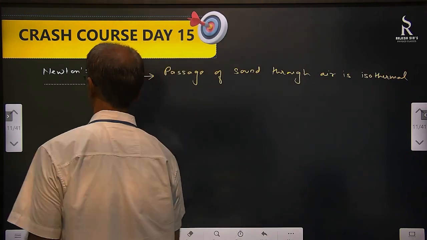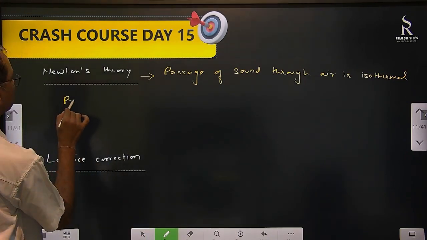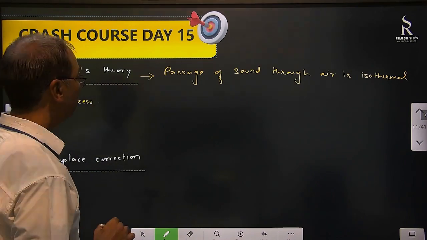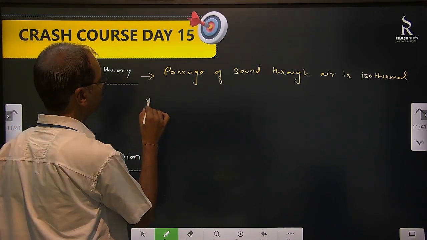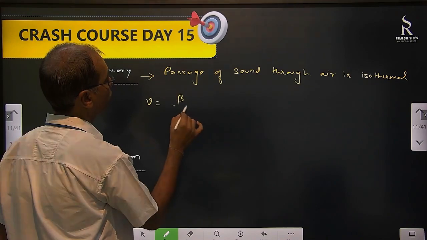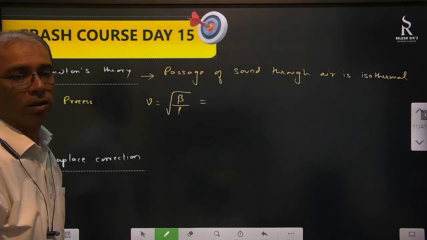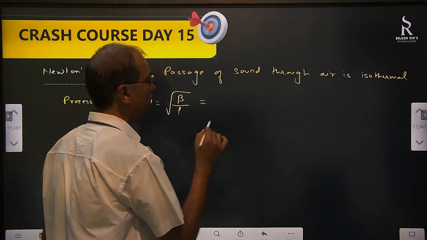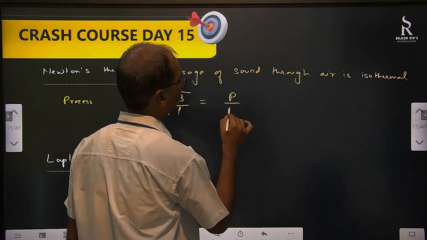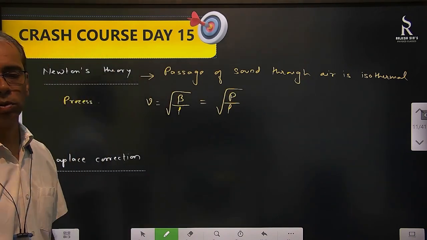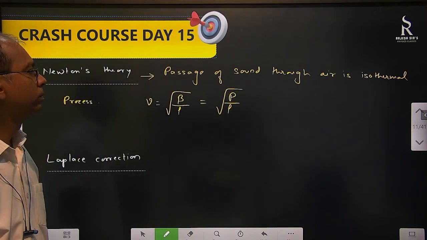Isothermal process. Okay, so then he found velocity. We already know that V is equal to root over beta by rho. Now, beta's value is what? When it is isothermal, it is equal to pressure. We have calculated that, okay? That's equal to pressure. So it will be root over P by rho, okay?